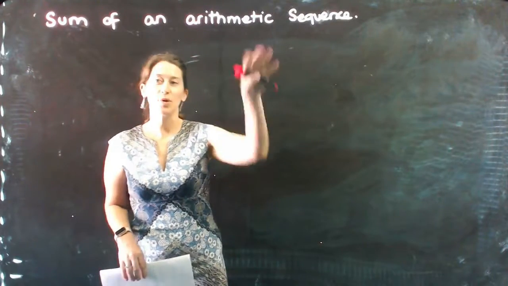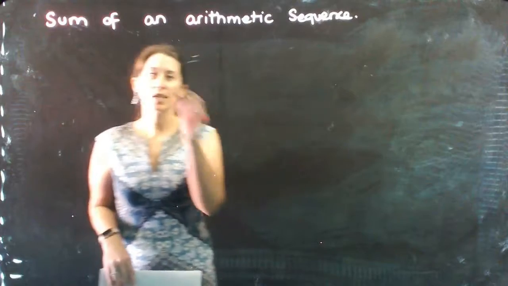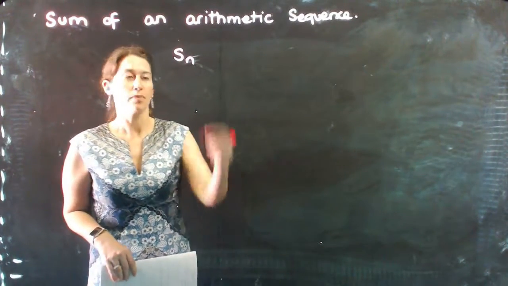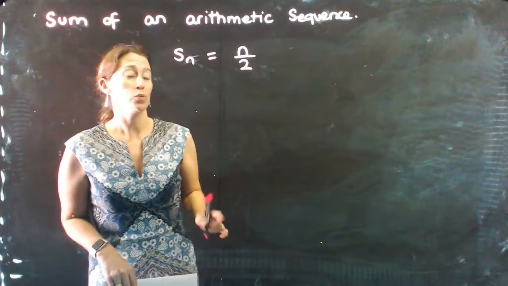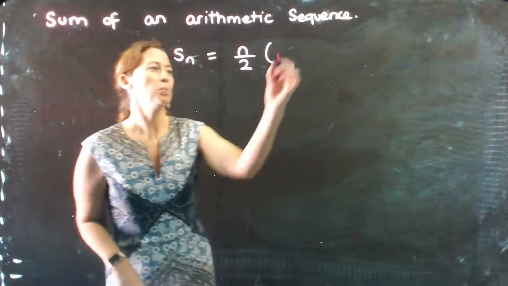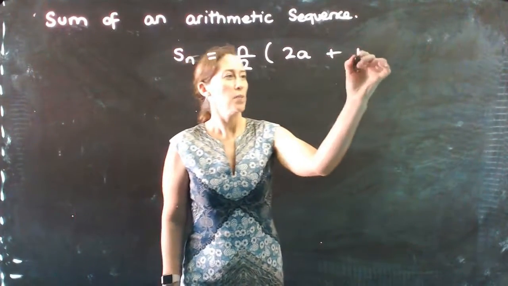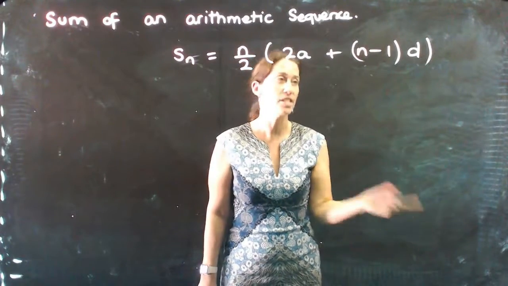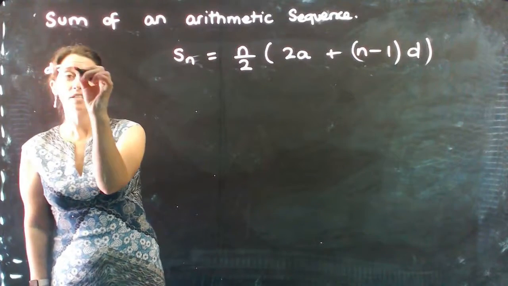In this video, I'm going to talk to you about how we sum an arithmetic sequence or series. We use the notation Sn for the sum of n terms. We use a formula depending on what information we have. So n, being the number of terms, divided by 2, multiplied by twice a, being the first term of the sequence, plus n minus 1, d, so the number of terms minus 1, times the common difference, where d is the common difference. We need to define that d is the common difference.